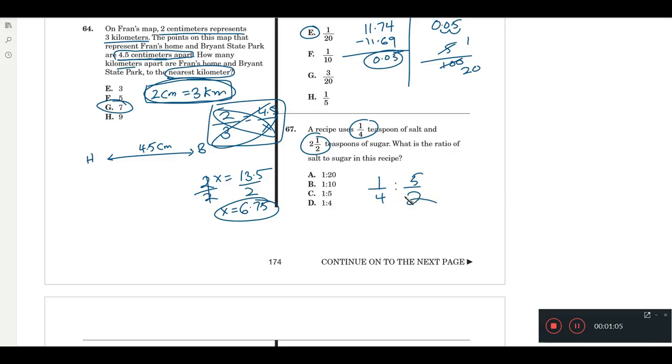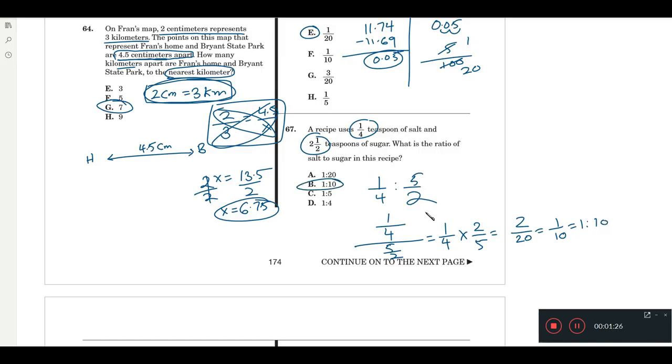We can just divide these two fractions, or we can write it as 1/4 over 5/2. It's like keep, change, flip. 1/4 times 2 over 5. Simplify 2 and 4, and it's 1 over 10. So that is 1 to 10.